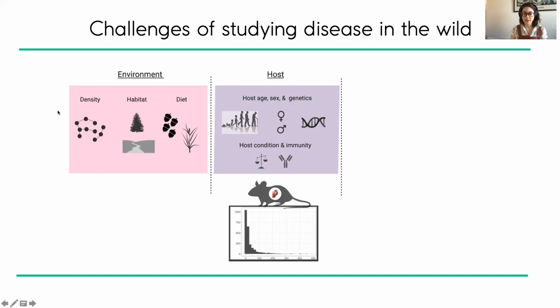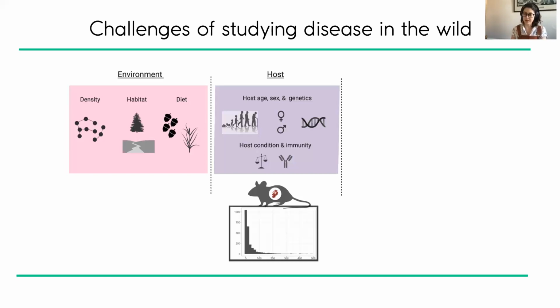So depending on the density of hosts, you may have a different amount of infectious material being shed into the environment. The habitat can be important for whether or not the larvae will become infectious and develop. And the diet and resources that are available in the environment will in turn influence the host condition and ability to respond to the parasites.